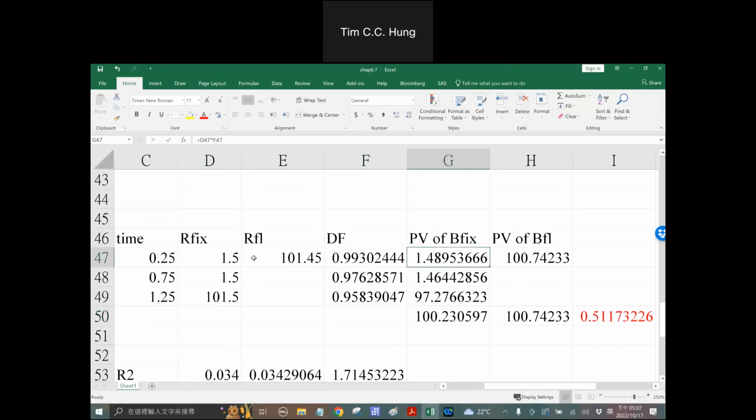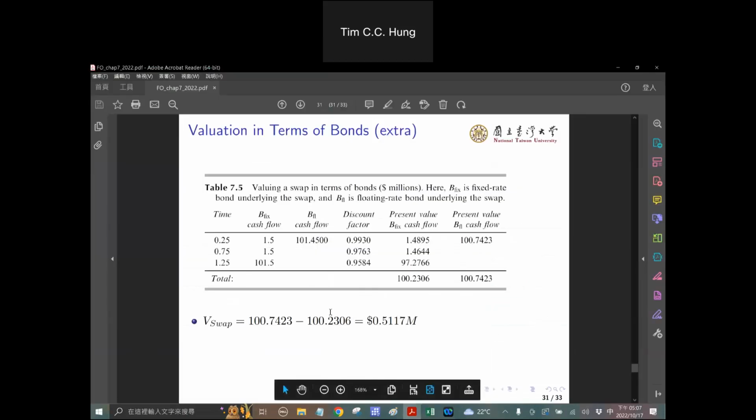So the net present value of the fixed bond is, you can calculate each of the payments' present value, and then add them up. You get the present value of the fixed bond to be $100.23. At the same time, you know that the floating bond will have a value of 101.45 in 3 months, so you can also discount it using the interest rate in 3 months to get the present value of the floating bond. The difference between the two is actually the value of this swap. Does that make sense? Okay, cool.